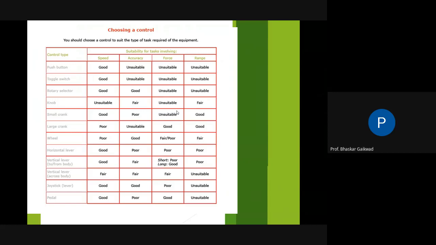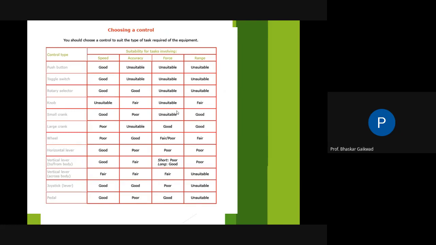And here are some points for choosing the controls: speed, accuracy, force, range, suitability for task, knowledge. Which is good, which is medium, and which is fine, you will get through the charts.